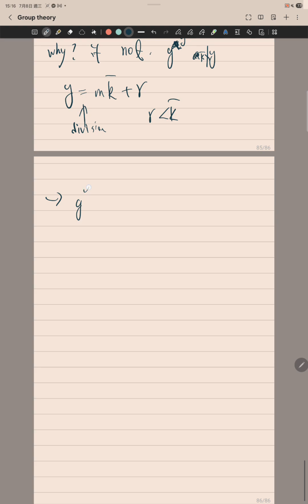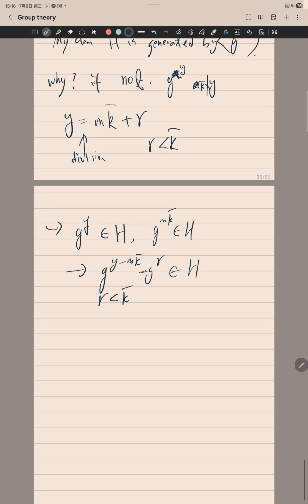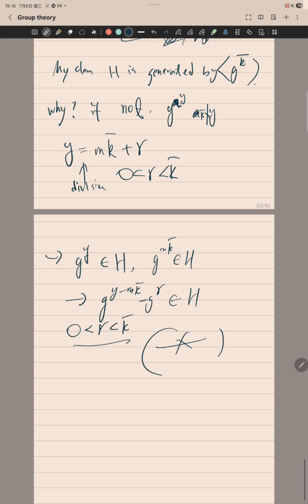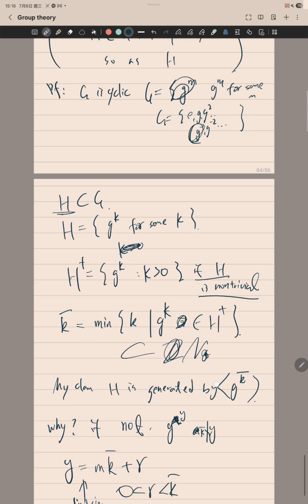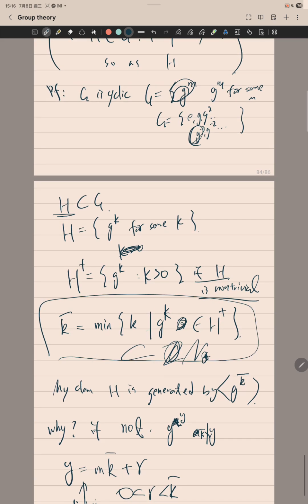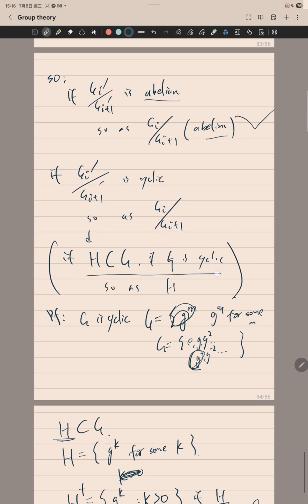But now here comes the problem, because G to the Y belongs to H, and G to the M K bar also belongs to H. So this immediately implies that G to the Y minus M K bar, which is G to the R, belongs to H. But R is smaller than K bar, and R is greater than 0, because Y is not a multiple of K bar. So this implies a contradiction, meaning that you can find another number less than K bar but in H. This violates the condition that K bar is the minimum of the powers contained in H. Okay, so this proves that if H is a subgroup of G and G is cyclic, so is H.